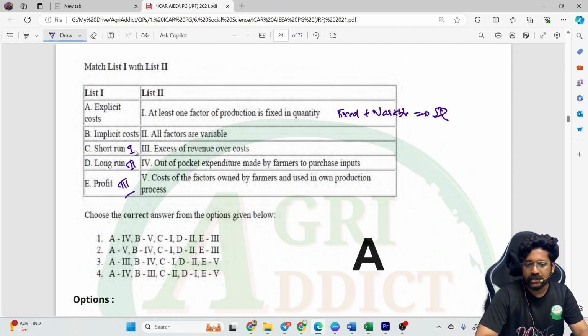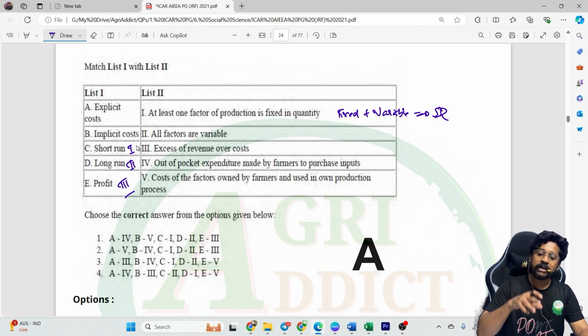Explicit cost and implicit cost. Explicit cost is paid out cost. What is implicit cost? We have discussed in the 2023 paper discussion, right? Implicit cost is actually not paid out, but still it has to be considered in the economic evaluation. Like if I am giving my labor time or my own land, I will not be paid any wage by myself, but still that labor time will be considered in the economic analysis, right?